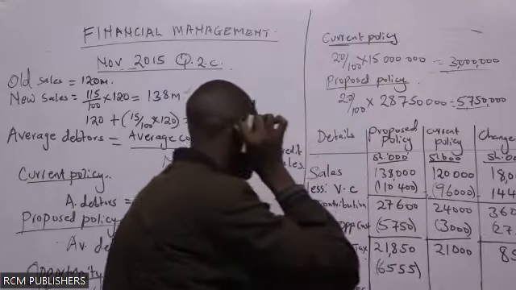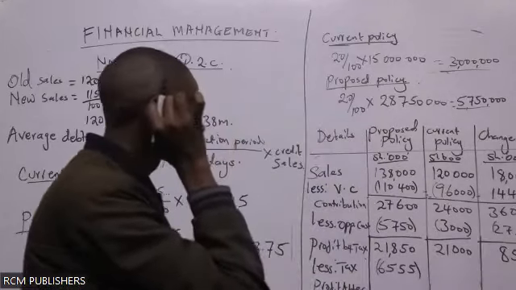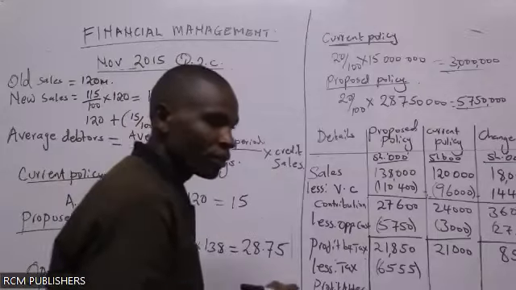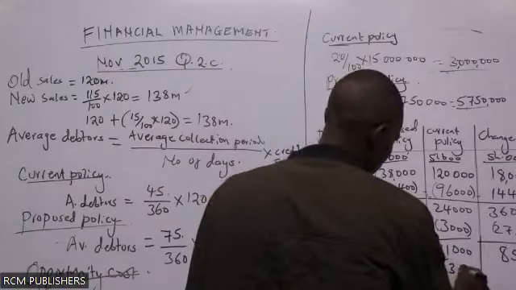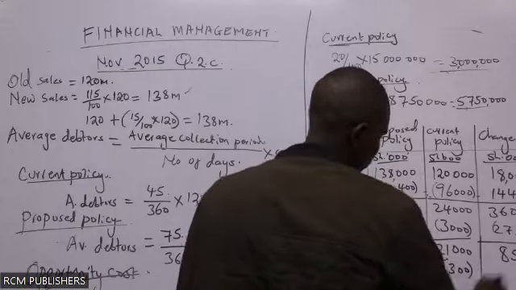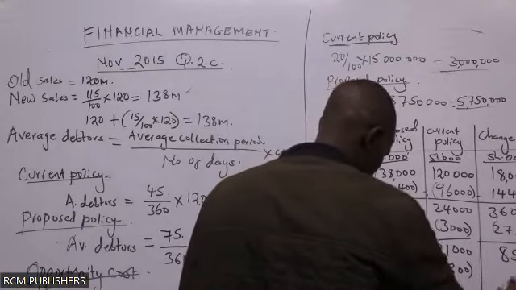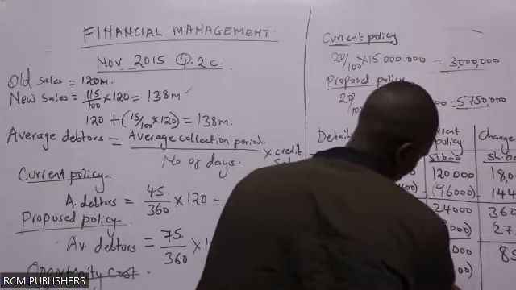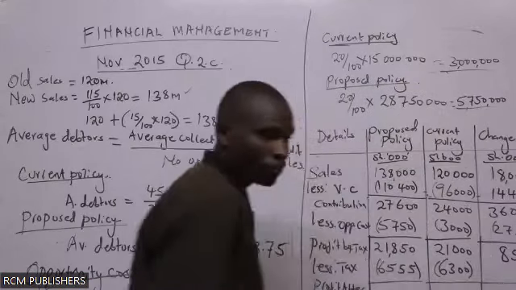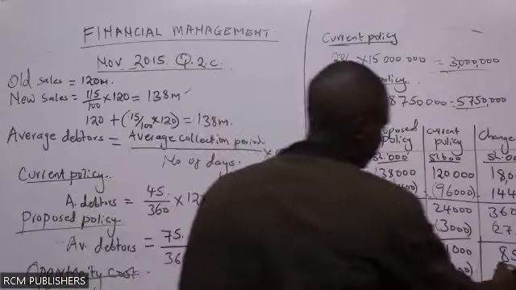Give me for the current policy 6,300. 6,300, I guess. Then the difference hapo ni sawa tu, hata ukimpea hiyo ni sawa, haina shida. But we get our at 255.